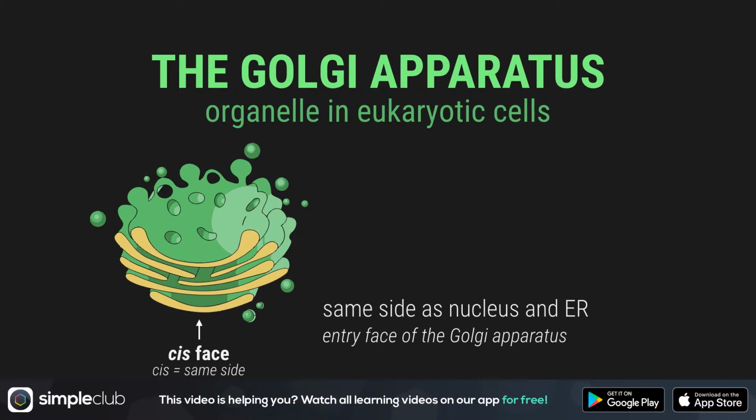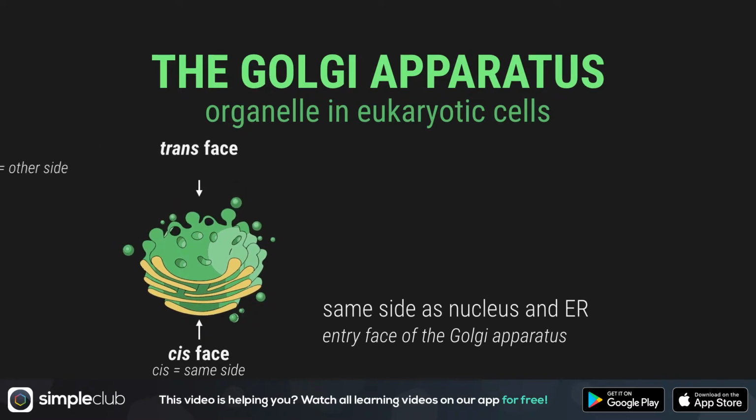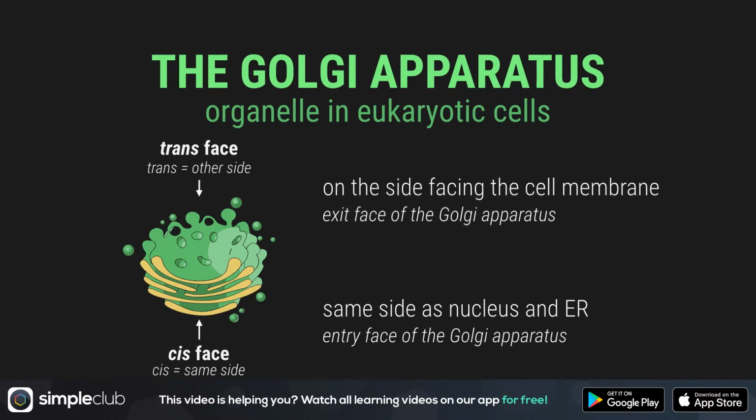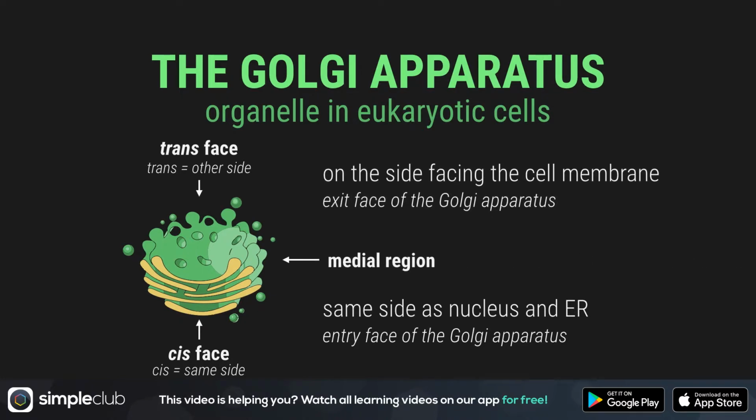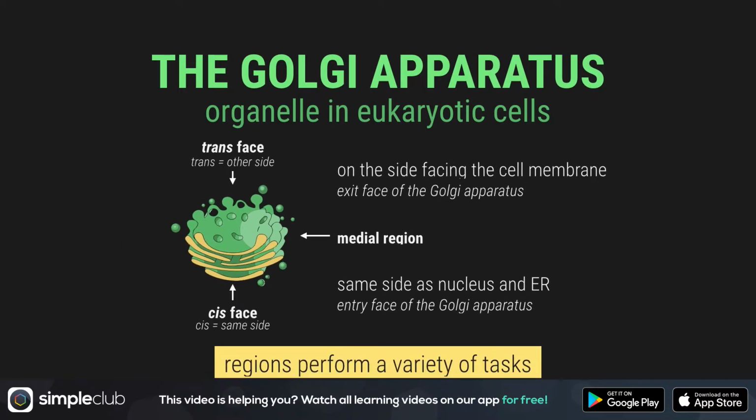Now, if there's a same side, then there should also be an other side. And that'd be the trans region of the Golgi apparatus. This is the side that faces away from the nucleus, towards the cell membrane. It's the organelle's exit face. Between them is what's known as the medial region. The regions contain various enzymes, allowing them to take on a variety of different tasks.